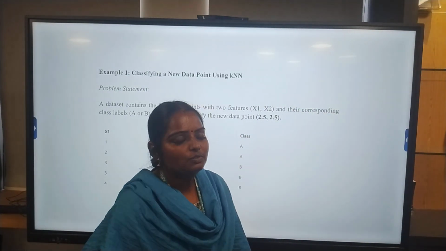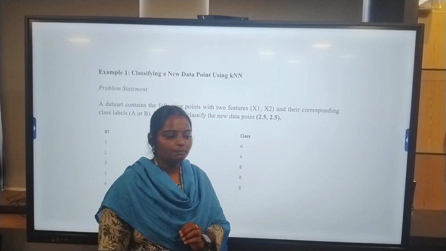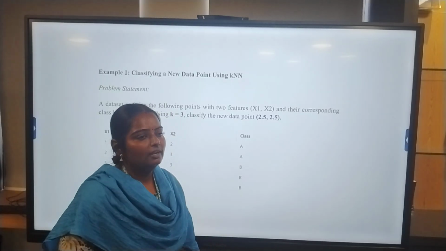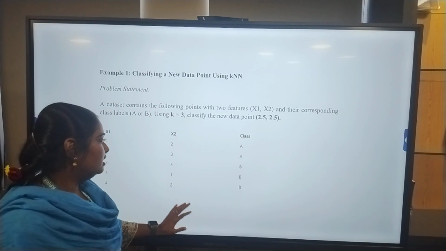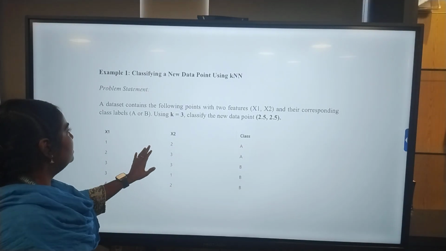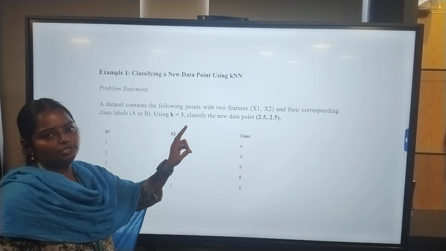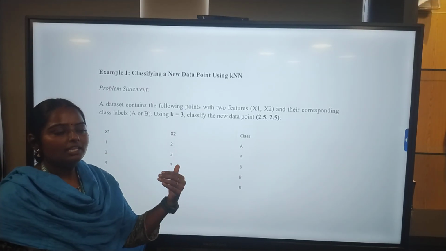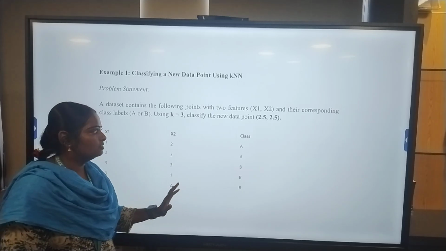Today we are going to see some solved examples for the KNN algorithm, which is one of the most popular algorithms in machine learning. Let us see how KNN is applied for the given data set. The problem statement presents some data points represented with two features, x1 comma x2, so that they belong to either class A or class B as per your data set.